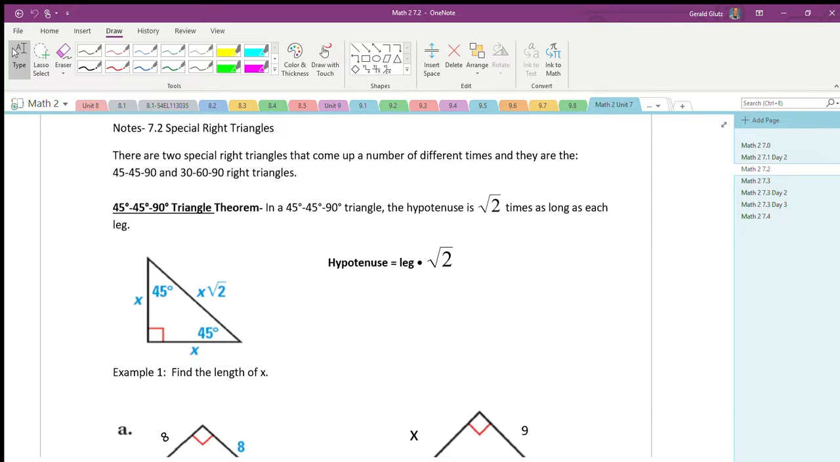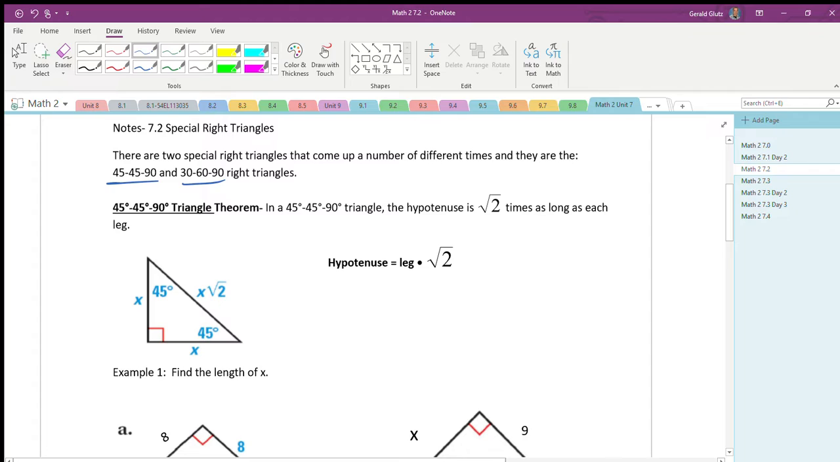Okay, today we're going to be talking about right triangles again, but I'm going to give you a little trick. Instead of always using the Pythagorean theorem to find the lengths of the sides, I'm going to give you a little shortcut when we have special right triangles. The two special right triangles that we're going to be talking about are 45, 45, 90 and 30, 60, 90. That refers to the degrees in each angle. For example, this triangle down here has 45, 45, and 90 degrees.